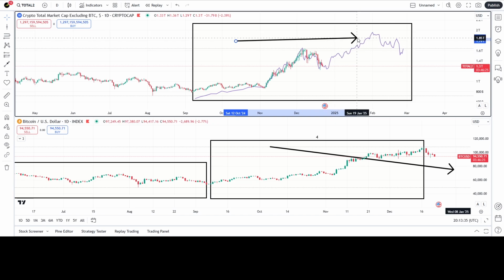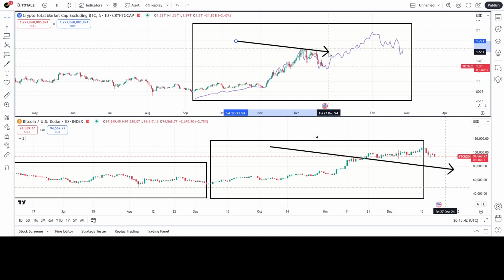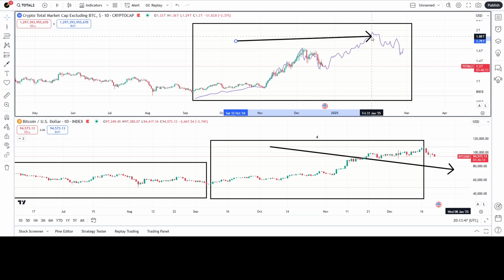Now, the timing of this is just a guess, but it has been playing out at this speed, and if it continues to play out roughly at this speed, we can expect the peak to be somewhere in late January, early February. Now, things could speed up or slow down, so this is just an estimation.